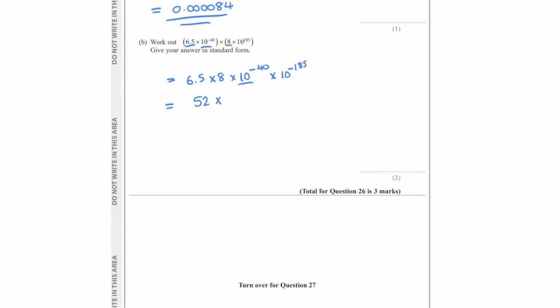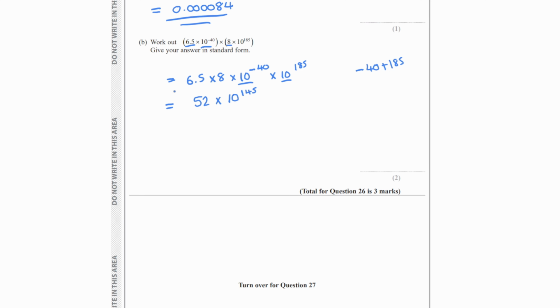And then to do these, what we're going to do is add our indices together. Sorry, that should not be a negative 185. So let me get rid of that. That should have been a positive 185. I made a little mistake there. So when we have powers that have the same base, we add our indices. So on my calculator, I'll be adding negative 40 and 185. That's going to tell me what the index is on this answer. And that comes out at 145. So a very, very big number.